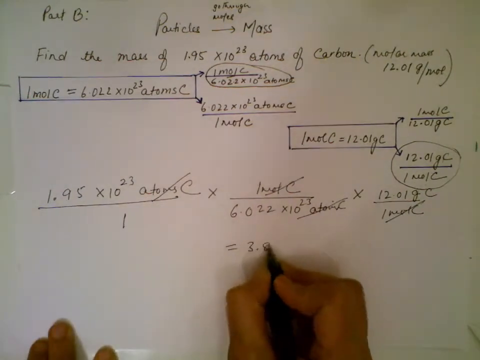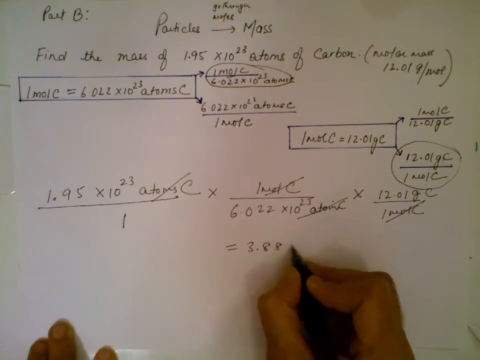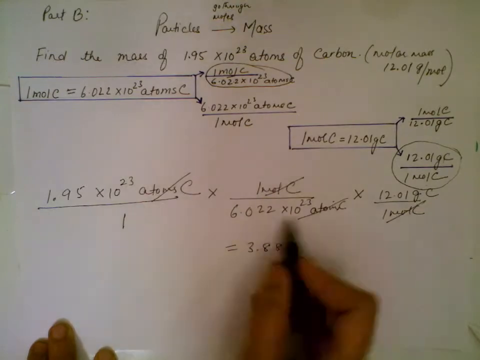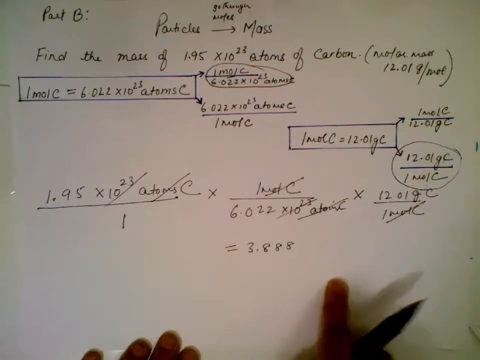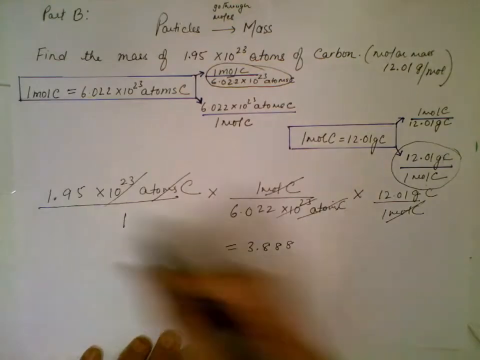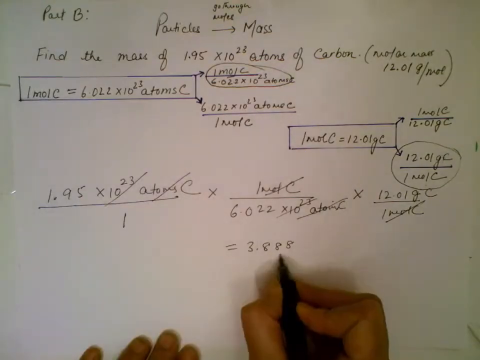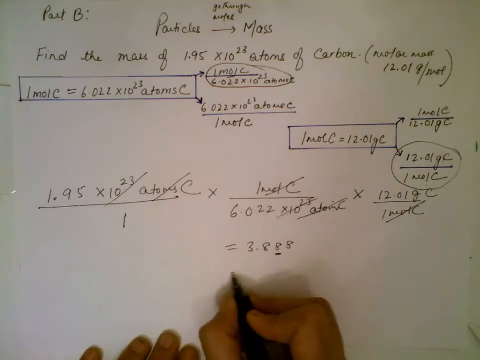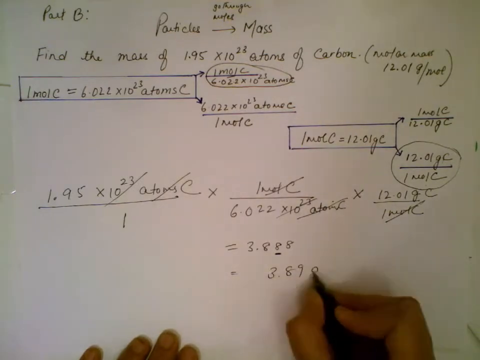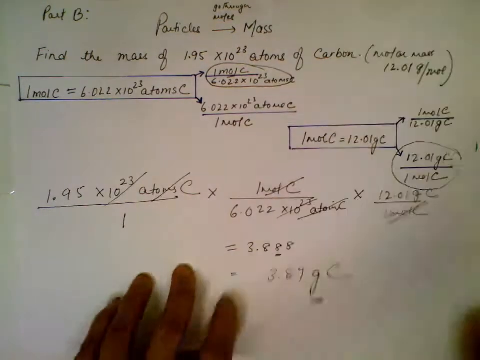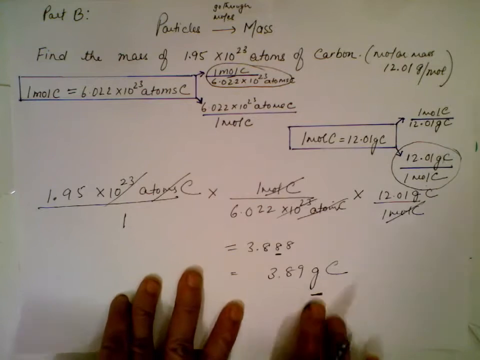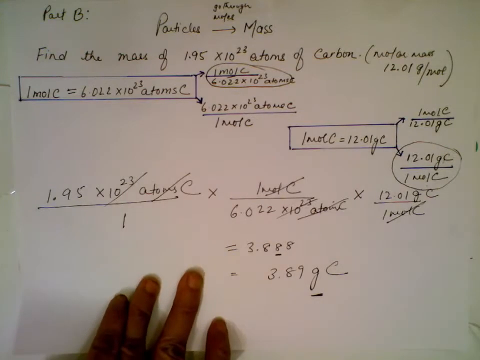You're going to get 3.888, and this 23. These cancel because these are the powers in the numerator and denominator. You can just subtract them. And 1, 2, 3. So you're going to round off here. This will give you 3.89 grams of carbon. Unit, once again, guys, for measurement, you always have to have a unit and the number, both. So without a unit, that number won't mean anything.